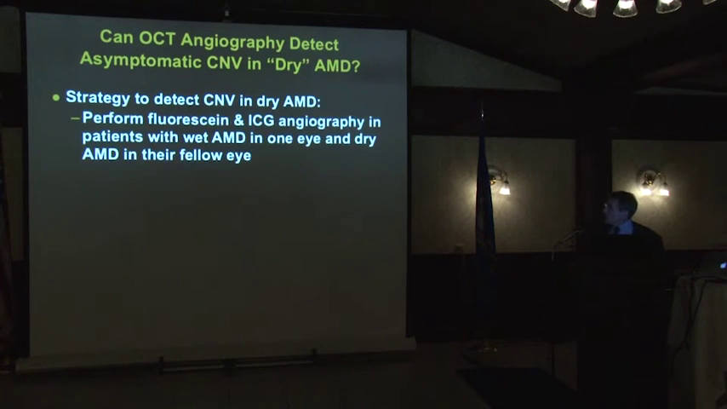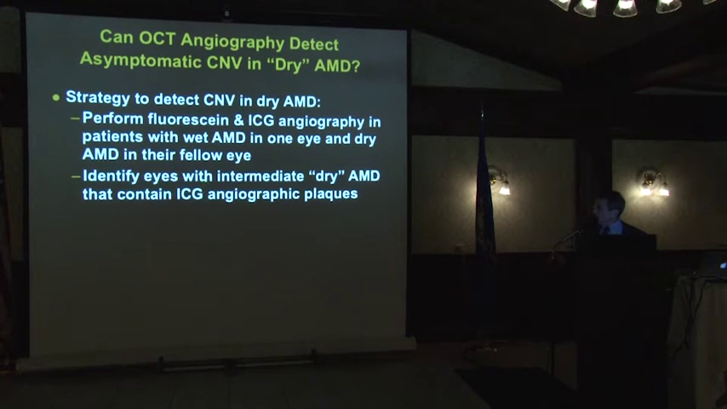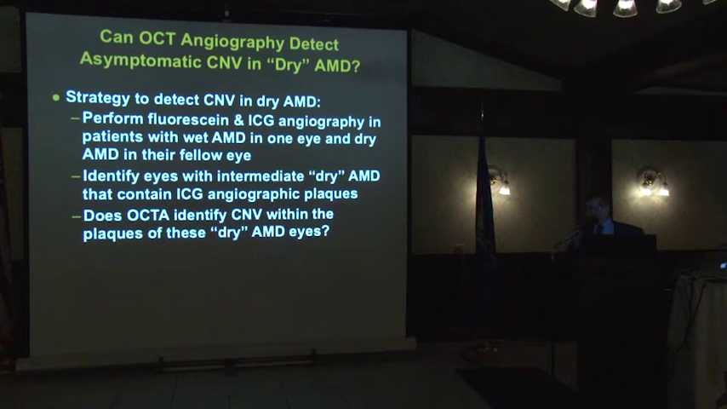Right? So here's the strategy. Perform fluorescein and ICG on patients getting treated for wet AMD in one eye. And let's look at the fellow eye. Identify eyes with intermediate dry AMD that have these plaques, and then ask the question, does OCT angiography identify the neovascularization in those eyes with plaques?